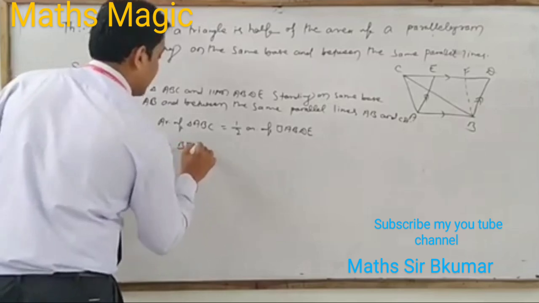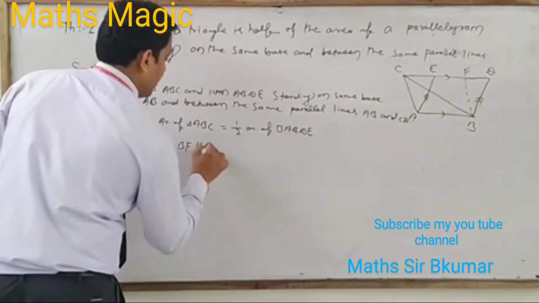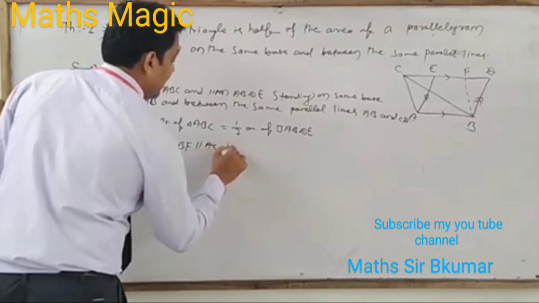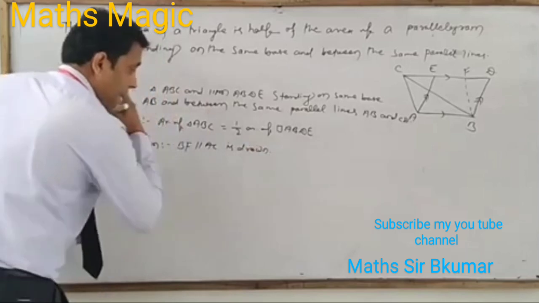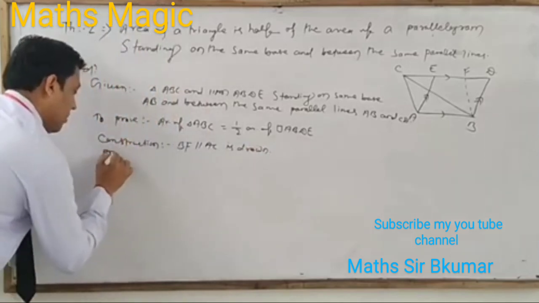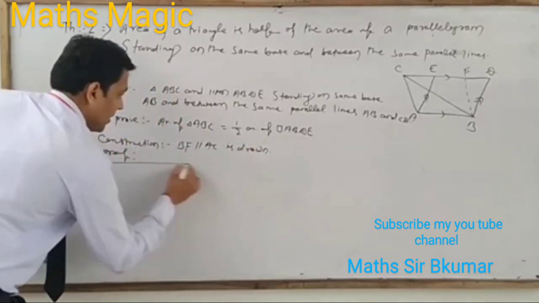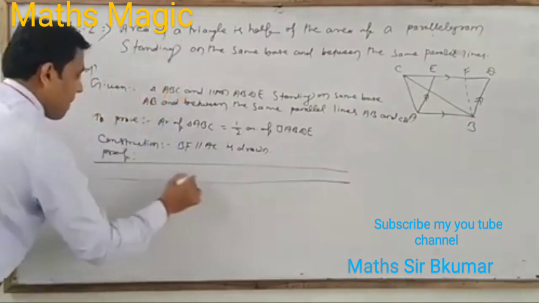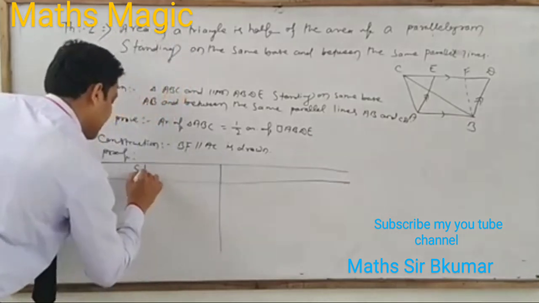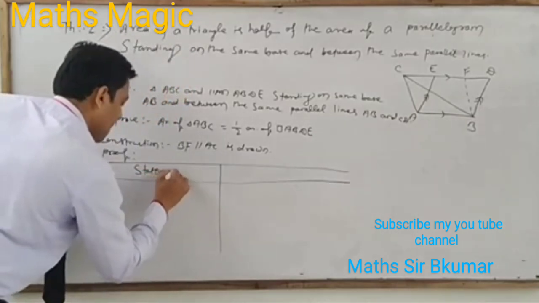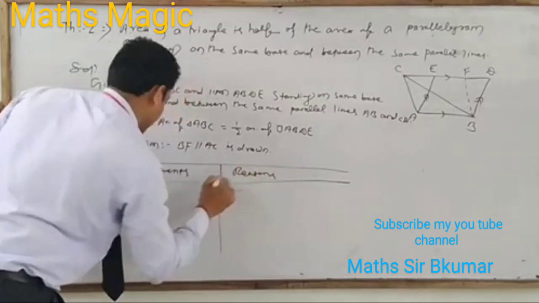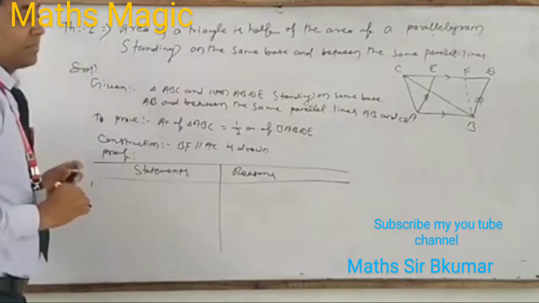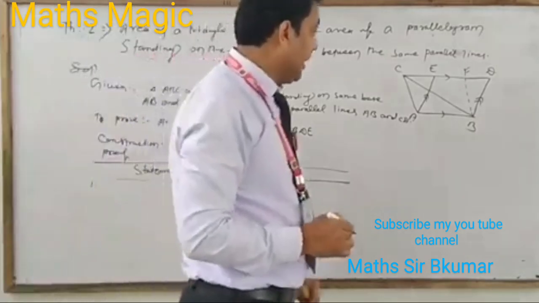BF parallel to AC is drawn. Then we will go to the proof. Statements. Reasons.